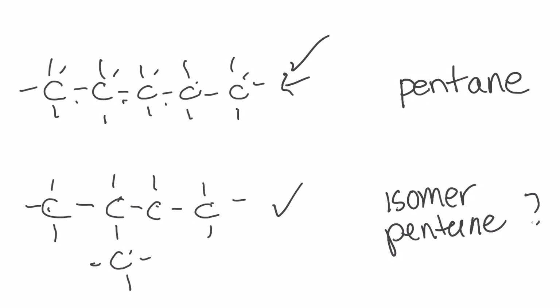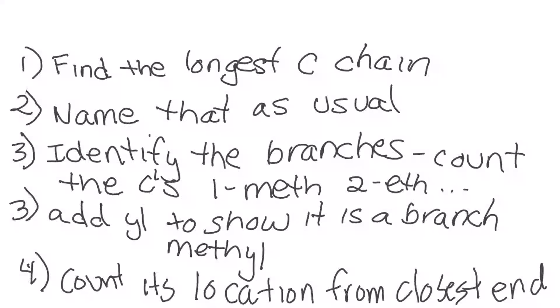And what do we call this? Well, let's go through some of the rules of naming these branched hydrocarbons. And we call this like a branch off a tree. This right here, it's a branch off the main line of carbons. So write these down, the list of things you should do. So the first thing we're going to do is find the longest carbon chain, and sometimes that is not horizontal left to right. So follow the carbons and find the longest carbon chain. Then go ahead and name that as usual.